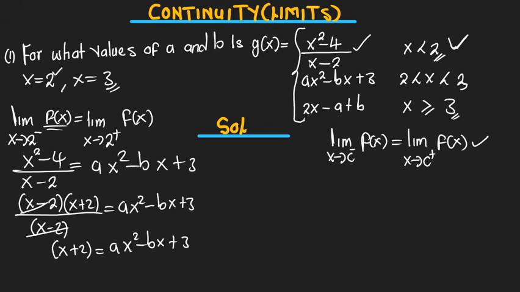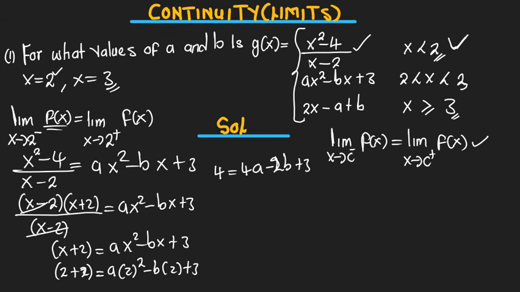Now, we are defining it at some point 2. So I'm going to put 2 everywhere where there is x. Same concept for everything and for every question. Then this is going to be 4 is equal to 4a minus 2b plus 3. Then when the 3 crosses and it comes this side, it will be 4 minus 3, which is 1. You take this one as your equation 1.